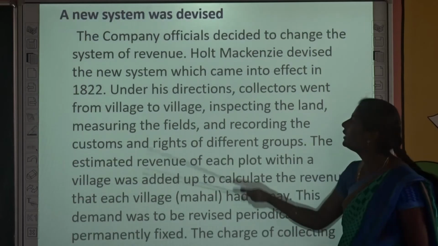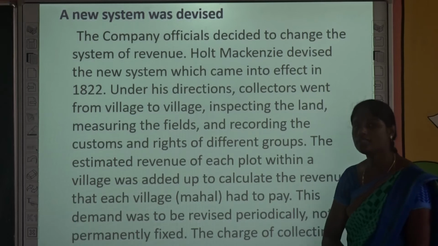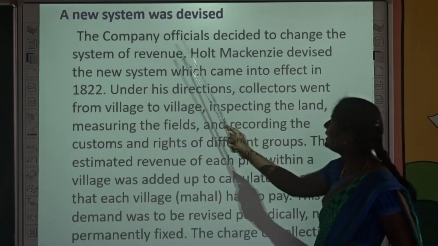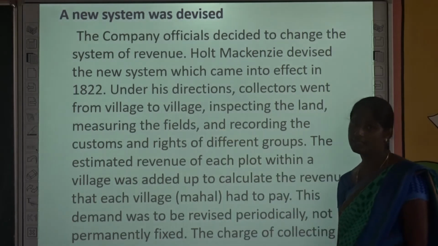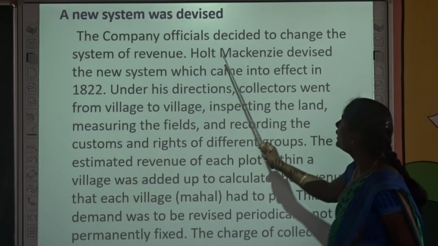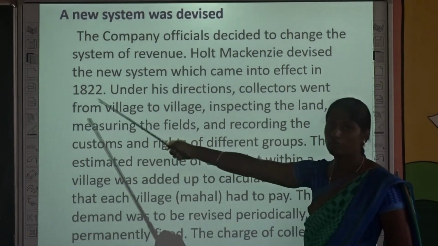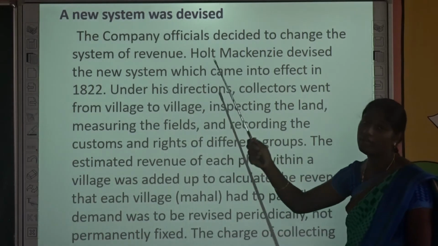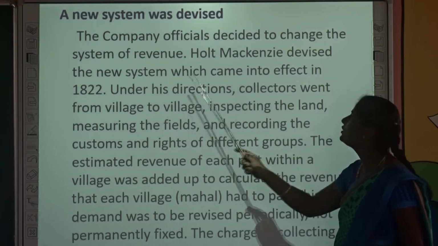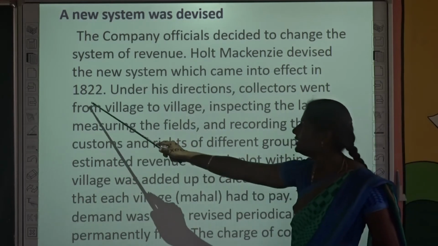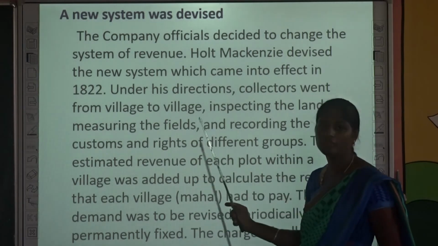The next one, a new system was devised. So in order to collect the tax, a new system was introduced. The company's officials decided to change the system of revenue. They wanted to change the system of collecting taxes, and Holt Mackenzie devised a new system which came into effect in 1822. Holt Mackenzie is also an officer of the English East India Company. He devised a new system which came into effect in the year 1822. Under his directions, collectors went from village to village.